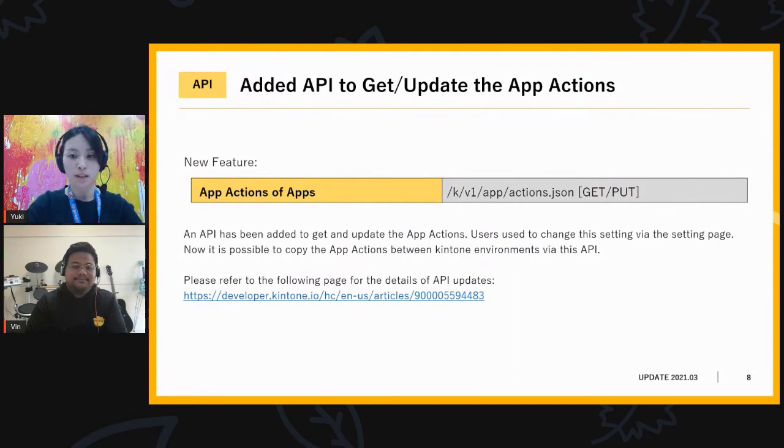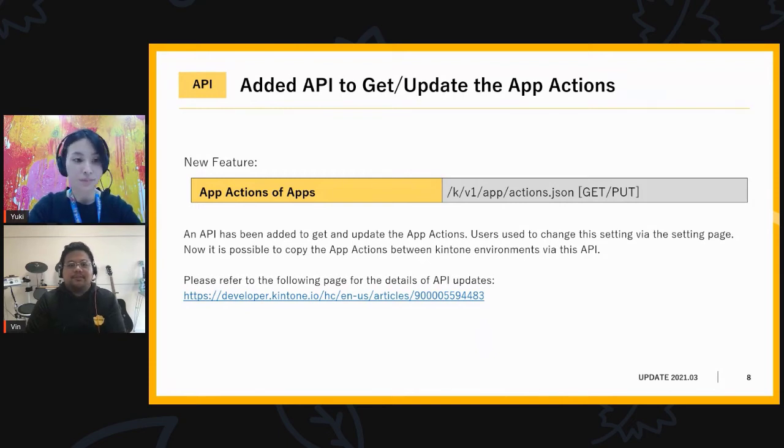So the next one is related to API. We added an API to get and update the app actions. And I've noticed many new APIs becoming available in the recent few months, which seem to be helpful for migrating data from the test environment to the production environment. What can we use this one for?